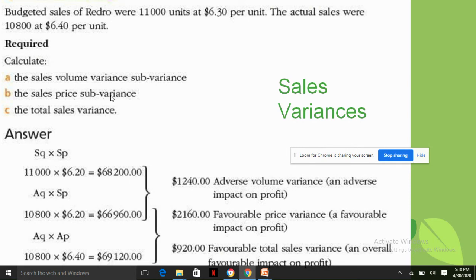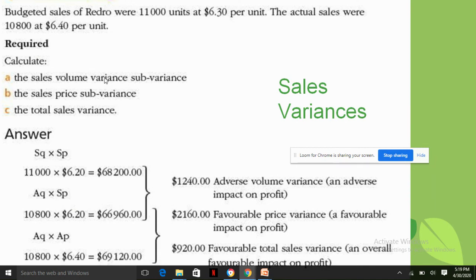Also, the sales price subvariance, that's AQ times AP minus AQ times SP. AQ is actual quantity sold, that's 10,800. Then standard price is 6.3, as is given in the question. Then actual quantity is 10,800 as given here. Then actual price is 6.4. So this multiplied by this, we find the answer. The difference between the two is the sales price subvariance.